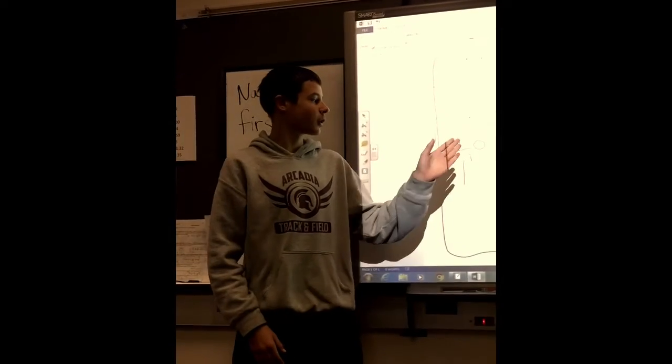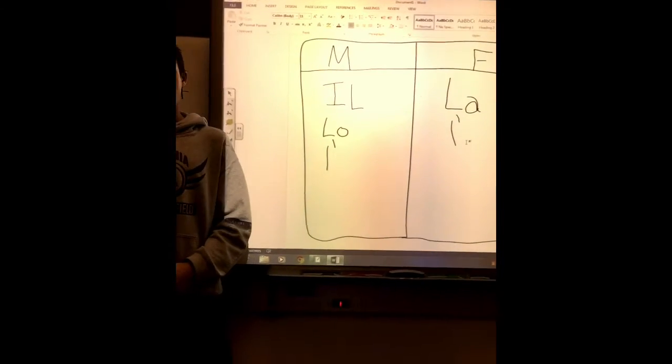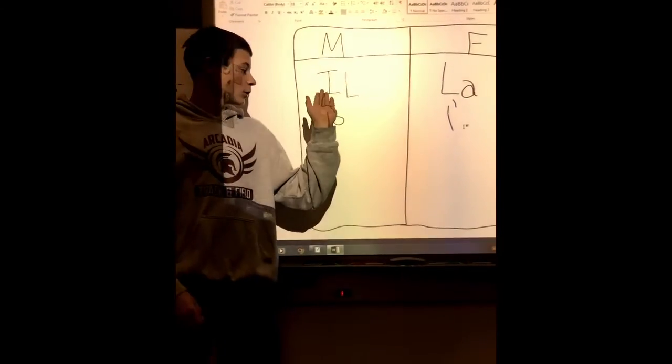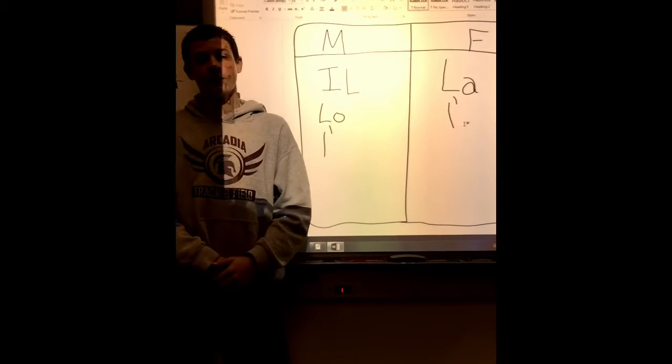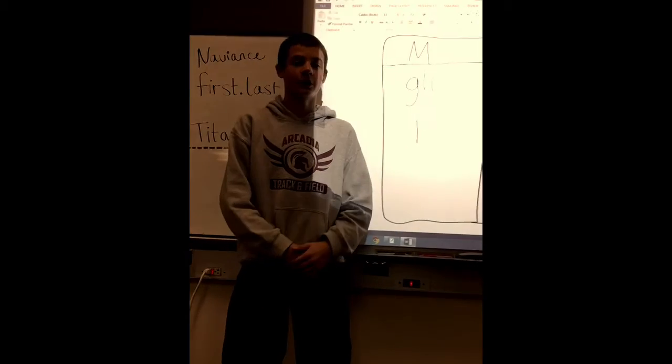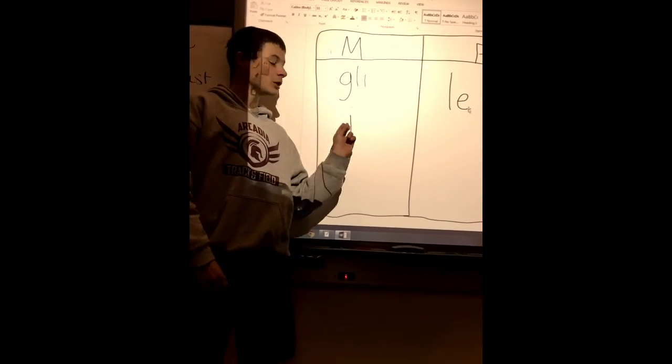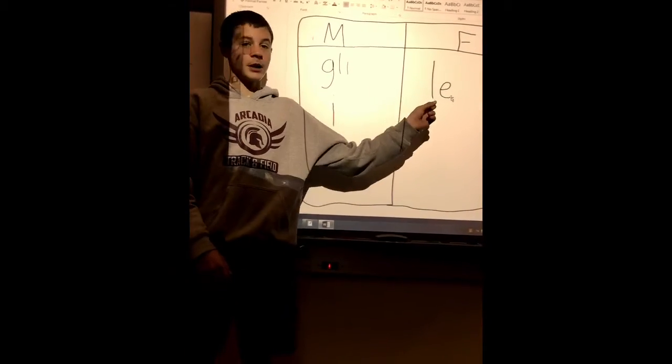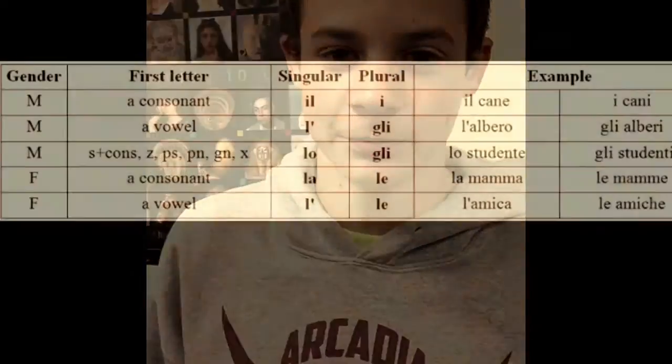Okay, so there's four the's that are singular in Italian. The masculine are il, lo, and l apostrophe. Feminine are la and l apostrophe. So there's three the's that are plural in Italian. For masculine, there's gli and i. For feminine, there's le. Now, we're going to teach you the real meaning of these words with examples.